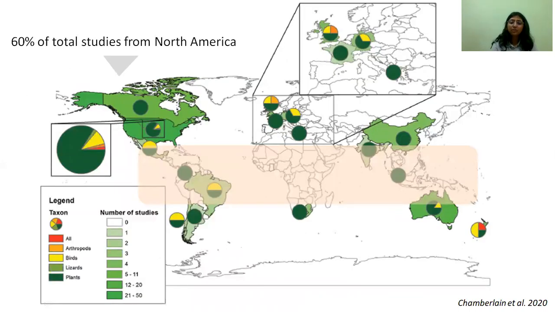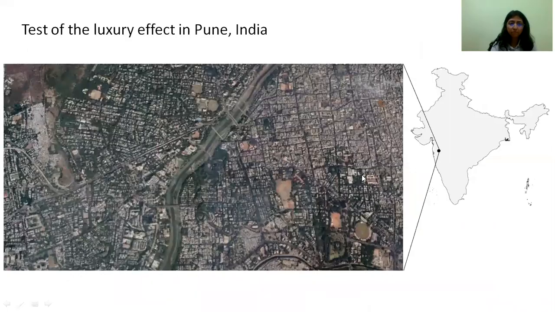This map shows the number of studies that test the luxury effect in different parts of the world. From the map, it is obvious that most of the studies are from Western or temperate regions across the globe, for example, North America. But there is very little study done in the tropics, which is represented by this colored band. So we test the luxury effect in Pune city, India, which lies in the tropics.